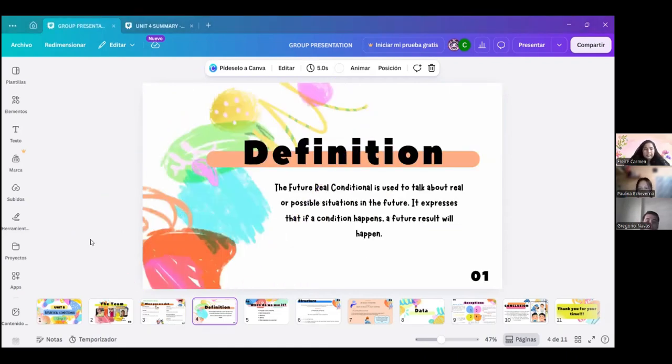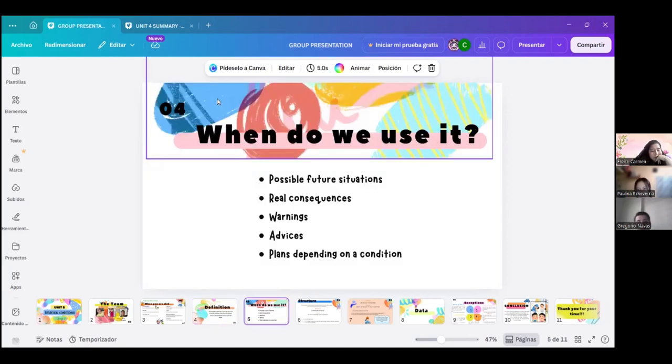Definition. The future real conditional is used to talk about real or possible situations in the future. It expresses that if a condition happens, a future result will happen. And we use it for possible future situations. Example: if I study, I will pass the exam. Real consequence. Example: if you touch fire, you get burned.